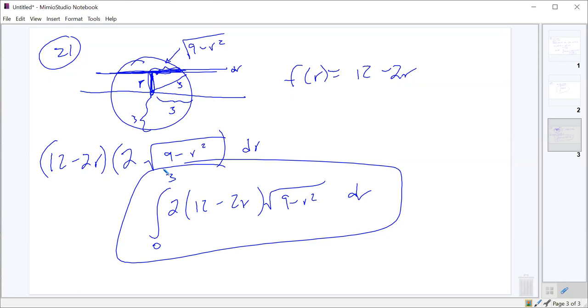Good or no? Is that one of the answer choices, hopefully? Yeah. So why can't you just integrate the density function? Why do you have to multiply stuff to it? Well, because the density represents the density at a point. At this point, the density is 12 minus 2r. At this point, the density is also 12 minus 2r. But I have a lot of these densities of 12 minus 2r going across this line. I have 2 times the square root of 9 minus r squared of them.